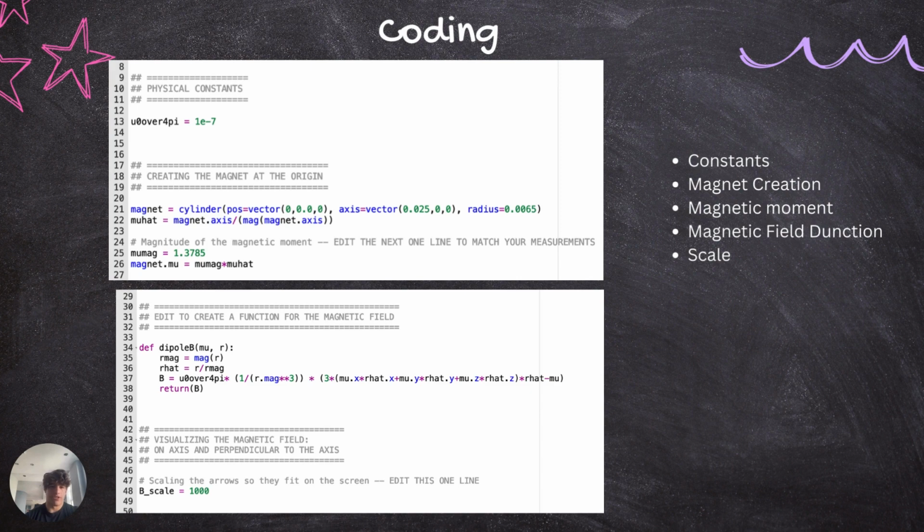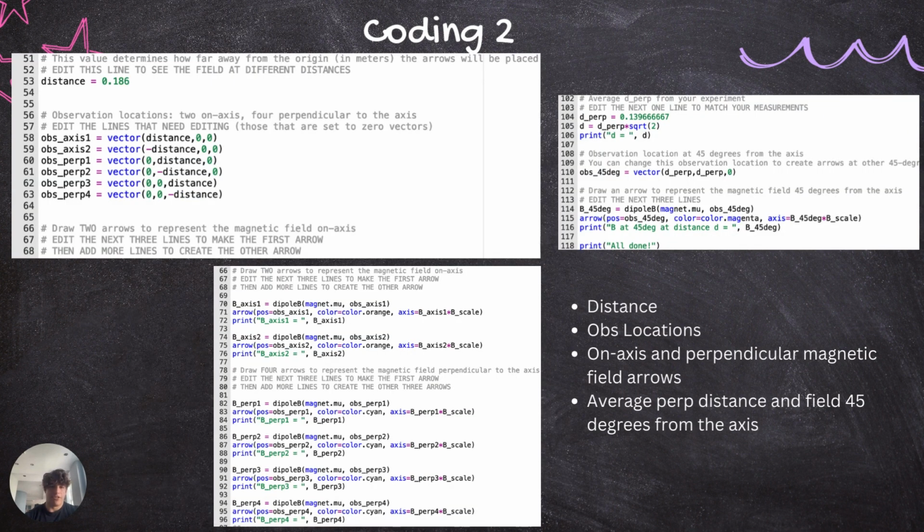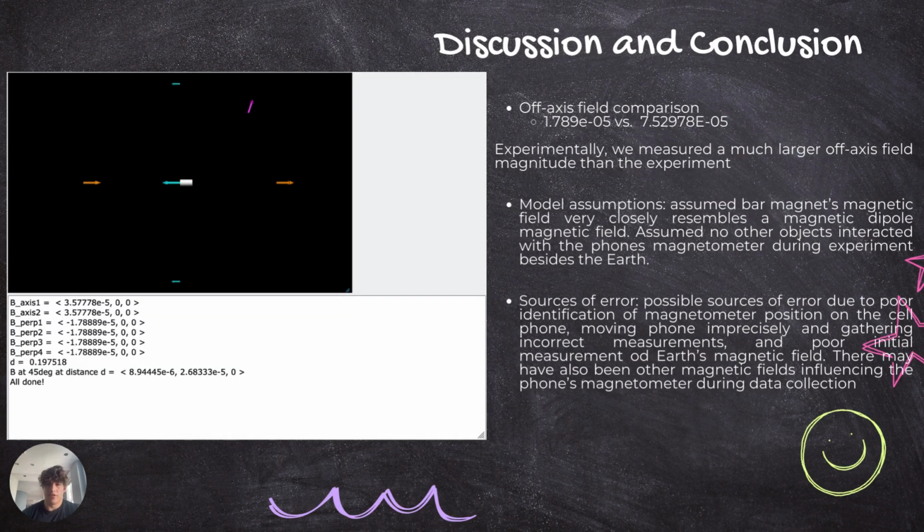For the coding demonstration, I first defined the constant mu 0 over 4 pi, created a magnet in space, and inserted the magnetic moment I calculated earlier. I also designed a function to calculate the magnitude of a magnetic field due to the bar magnet at a point in space. I then used the average distance from calculating the magnetic field perpendicular to the bar magnet to design 6 observation locations to calculate the magnetic field arrows on axis and off axis from the bar magnet. I also found the magnetic field 45 degrees from the axis to display on the simulation. Here are my results of the simulation.